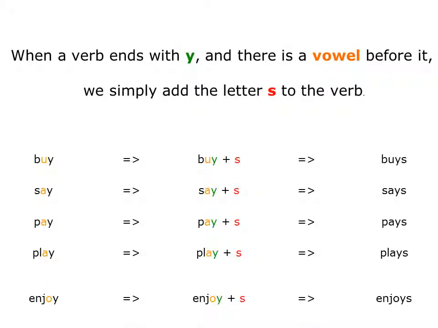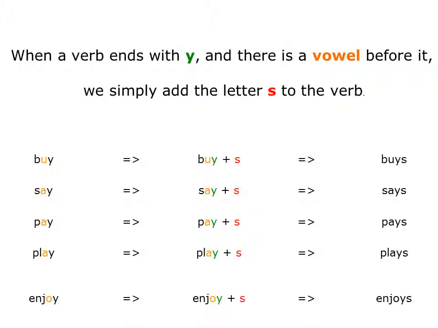Last rule says, when a verb ends with Y and there is a vowel before it, we simply add the letter S to the verb. Última regla dice cuando el verbo acaba en Y, pero hay una vocal antes de esta Y, simplemente le vamos a agregar la letra S al verbo.